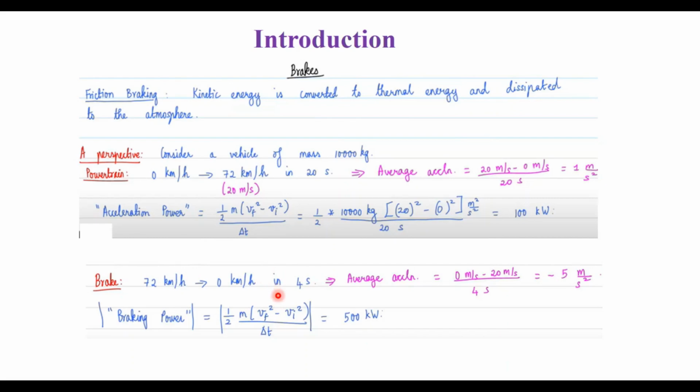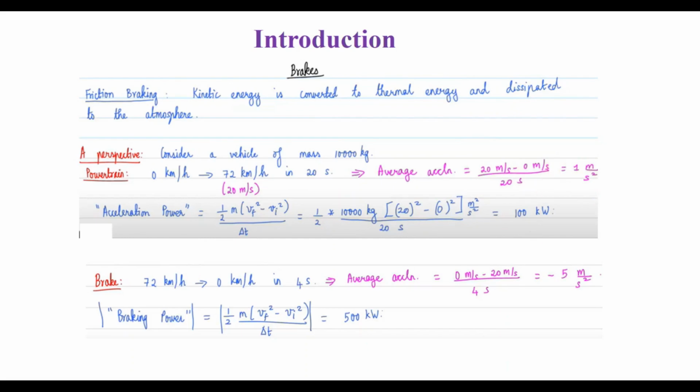Now you know that the formula for average acceleration is final velocity minus initial velocity, divided by time. What is the final velocity? 20 meters per second. Minus the initial velocity, 0 meters per second. The rate of change of velocity with respect to time is called average acceleration. The time t is 20 seconds. So you get 20 meters per second divided by 20 seconds. 20 gets cancelled, so you get 1 meter per second square.